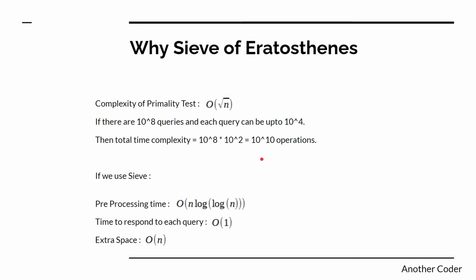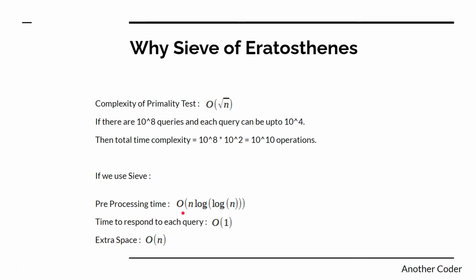This particular number is not desired. So we need to find an alternative method to answer all these 10 raised to the power 8 queries. This is where we need Sieve of Eratosthenes, and the pre-processing time for sieve is O of n log n. So what is this pre-processing time?